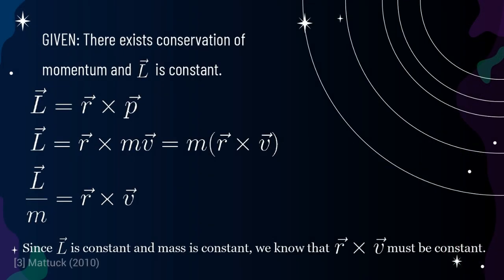First, we are given that angular momentum is conserved. Since there is conservation of angular momentum, which is denoted by the L vector, r cross v must be constant, as L vector equals r cross v. This was proved previously in the derivation of Kepler's first law. We will be using this information later in the proof.